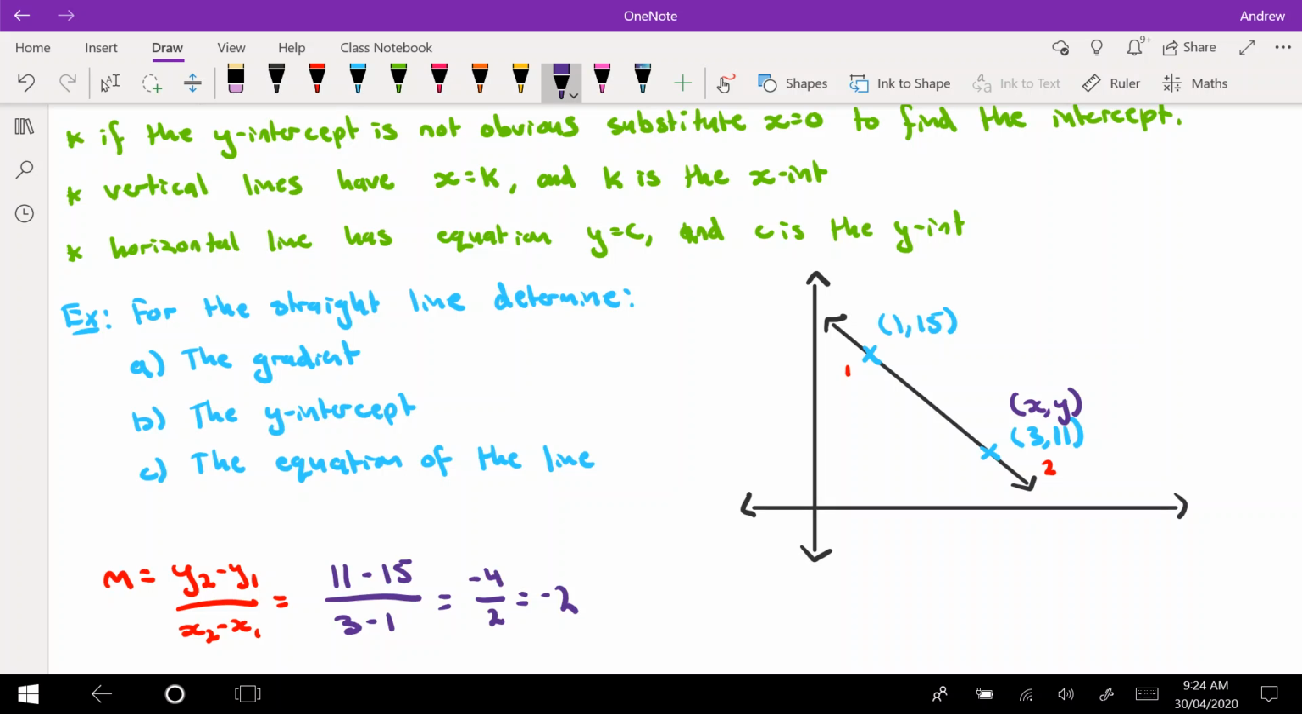Another way you could do it, if you didn't want to do it like that, is just do it from the graph. 15 to 11, I've gone down 4. And then 1 to 3, I've gone across 2. That's my rise and that's my run. You can do it in both ways, it doesn't matter. They're going to get you the same answer.